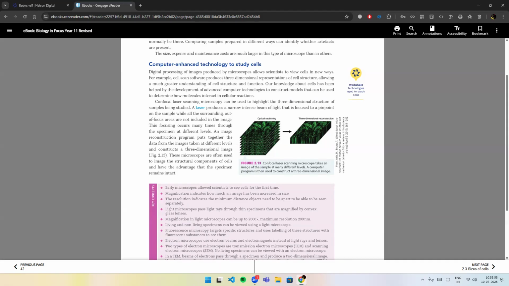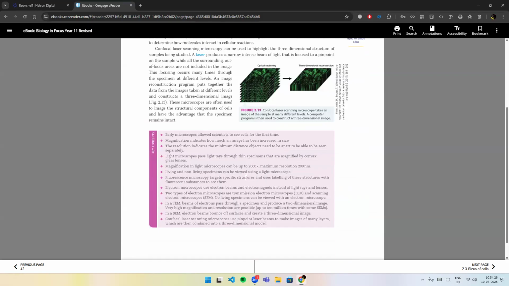Confocal laser scanning microscopy can be used to highlight the three-dimensional structure of samples being studied. A laser produces a narrow, intense beam of light that is focused to a pinpoint on the sample, while all the surrounding, out-of-focus areas are not included in the image. This focusing occurs many times through the specimen at different levels. An image reconstruction program puts together the data from the images taken at different levels and constructs a three-dimensional image. These microscopes are often used to image the structural components of cells and have the advantage that the specimen remains intact.